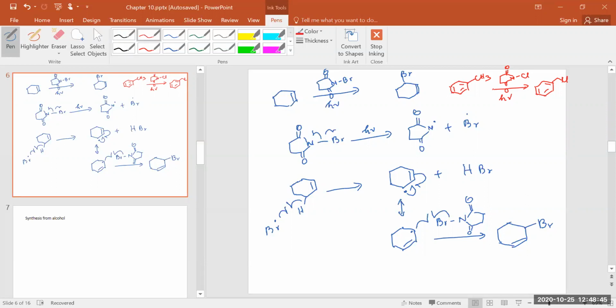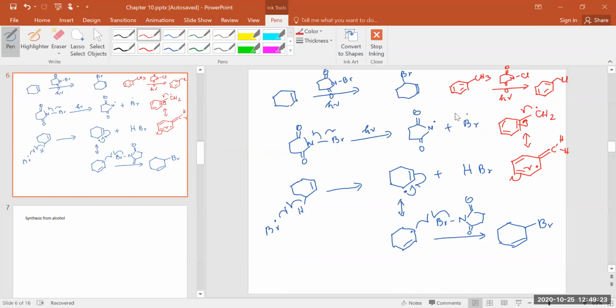Okay, why? Because the intermediate here, the benzylic free radical, will be stabilized by the ring. Here the fish hook arrow. Okay, and you can write many resonating structures, and you should practice that. It will make a resonance here. This can go further here. Okay, and it can keep on going to make 4 resonating structures.